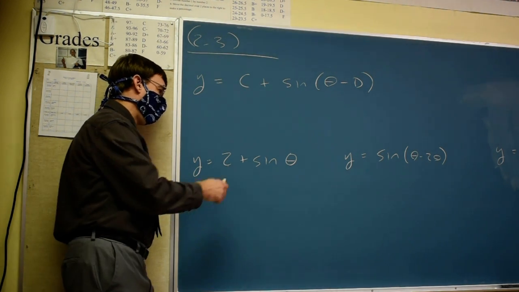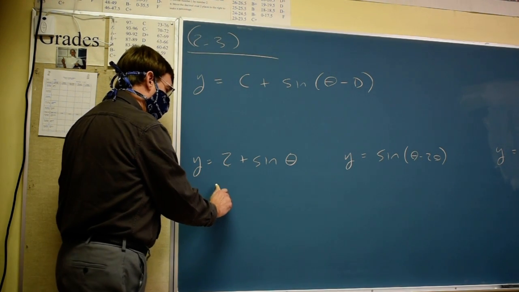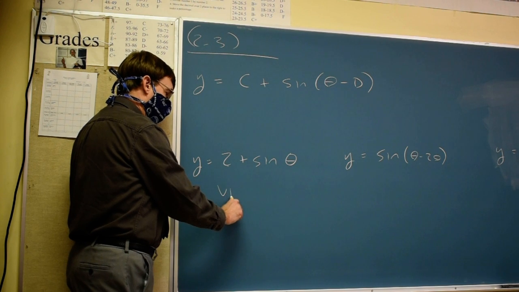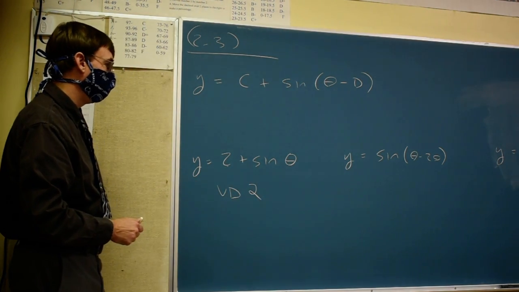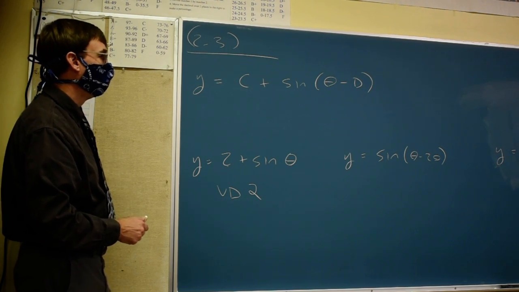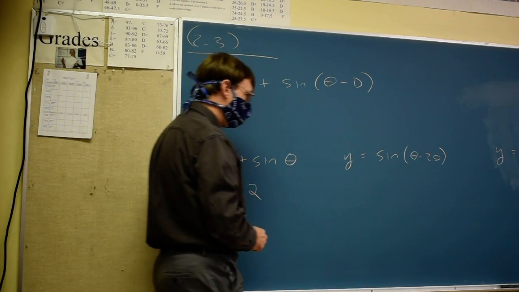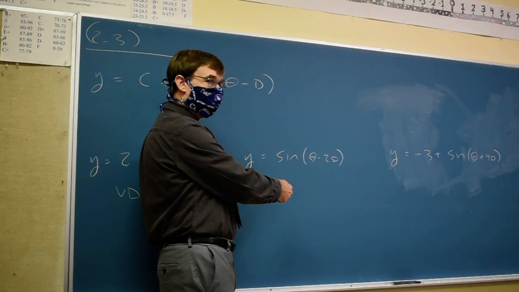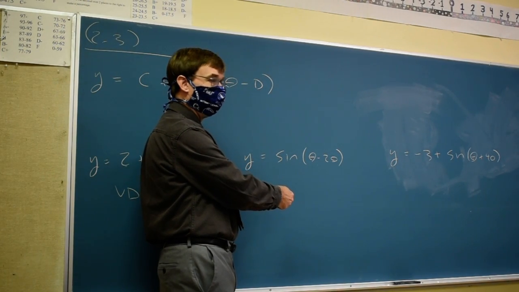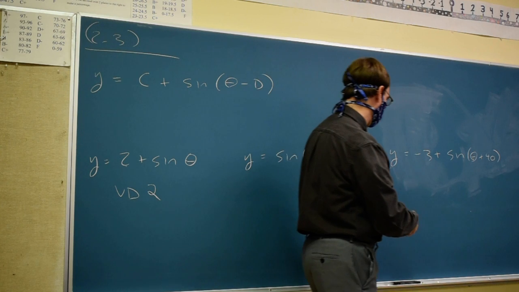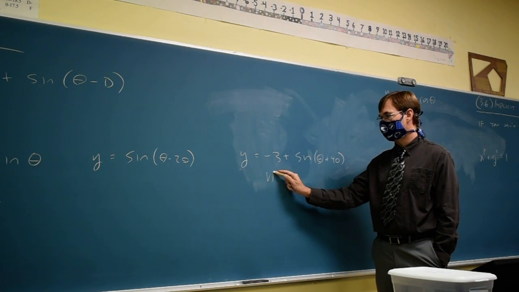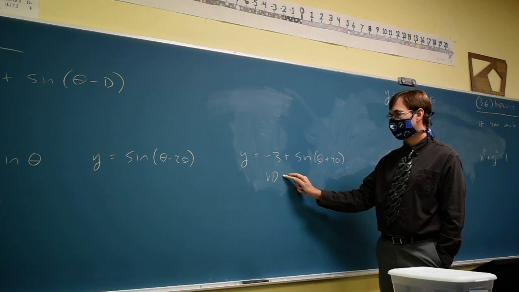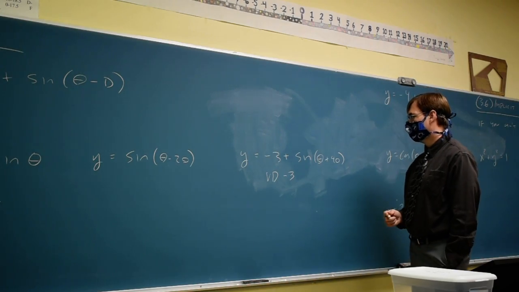Up 2. If there's a number adding out in the front, that is a thing that we're going to call the vertical displacement. This graph has a vertical displacement of 2. Let me take a step to the right. Would this have a vertical displacement? No. Let me take another step to the right. Would this have a vertical displacement? Yeah. What would the vertical displacement be for this? Negative 3. Negative 3, I agree.